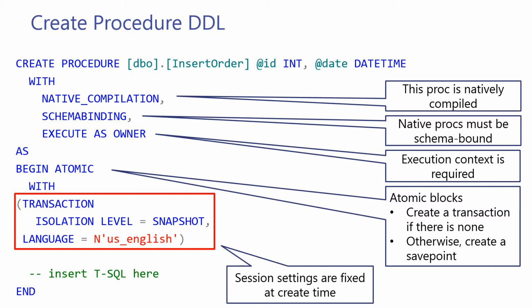And there are some other session settings where we pick a default for you. Like, for example, ANSI nulls is always on in atomic blocks, because frankly, ANSI nulls off does not make any sense.